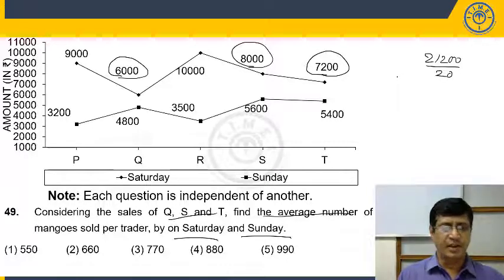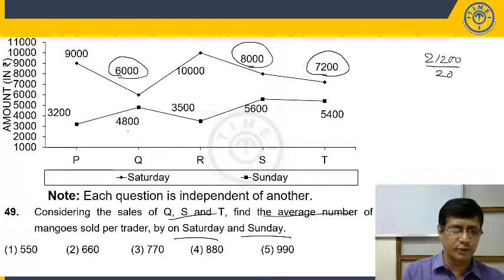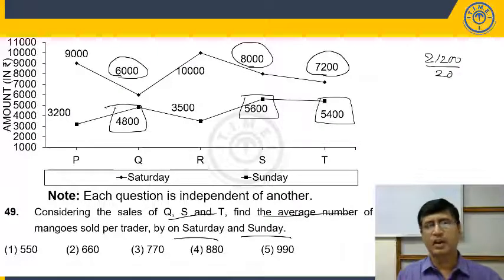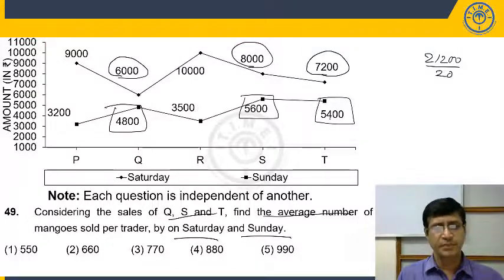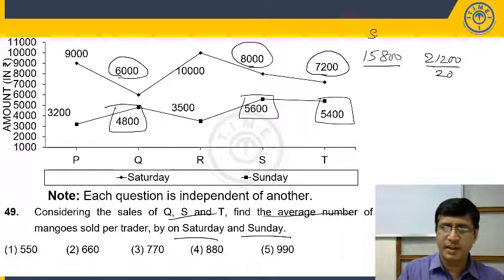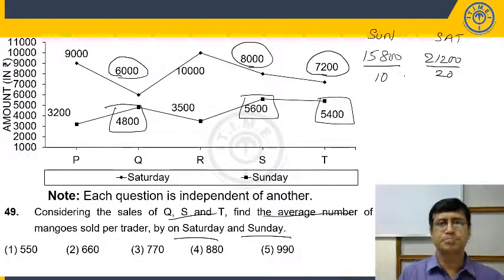This is on Saturday. What about Sunday? If you observe Q, S, T on Sunday, what is the value? It is 4,800 and 5,600. Now 5,400. 5,600 plus 5,400, it is 11,000. 11,000 plus 4,800, it is 15,800. So 15,800 is for Sunday. What about Saturday? On Sunday, what is the cost per mango? It is 10 rupees. So this is the number of mangoes.